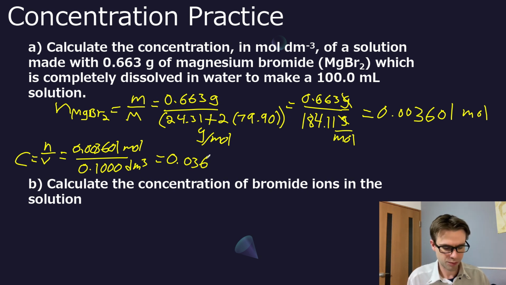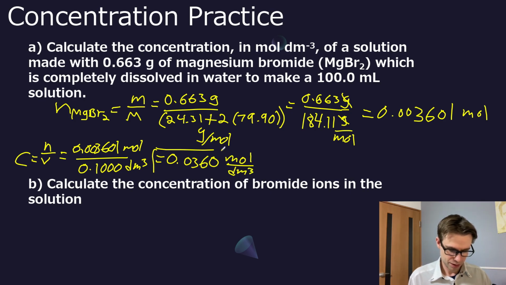We shouldn't really write more than 3 because of our 0.663 grams only having 3. So let's leave it at this. 0.0360 mole per decimeter cubed. Final answer.